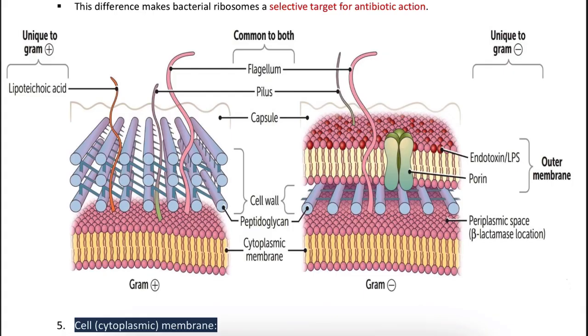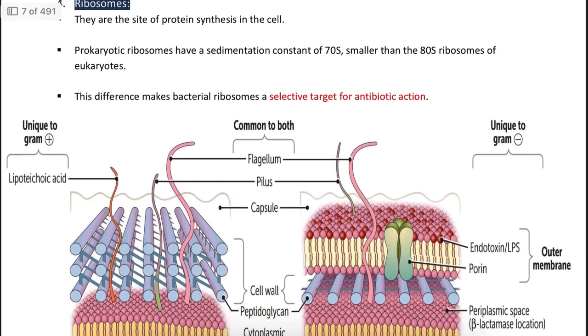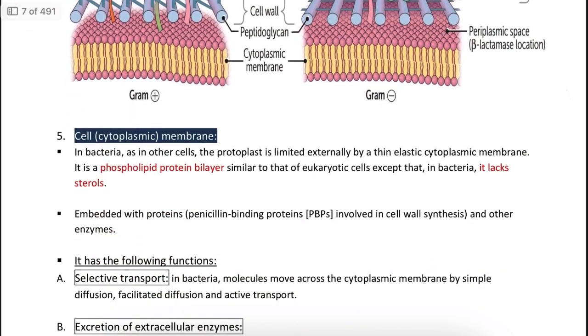Okay, and another thing, prokaryotic ribosomes are 70S, which is 50S plus 30S, and eukaryotic ribosomes are 80S. Why is this important? Antibiotics like tetracyclines and aminoglycosides mostly target the 70S ribosomes, selectively killing bacteria without harming human cells. Okay, so next one, cell wall components, or you can say cytoplasmic membranes.